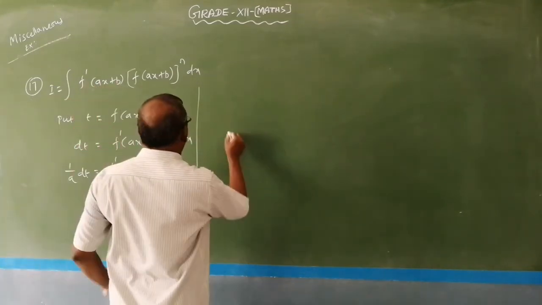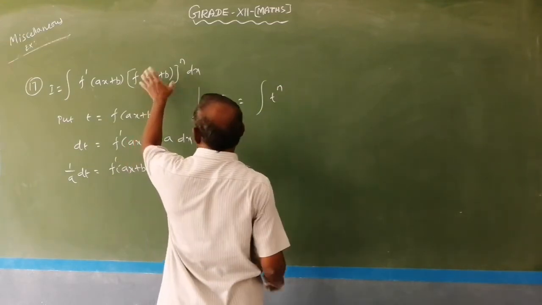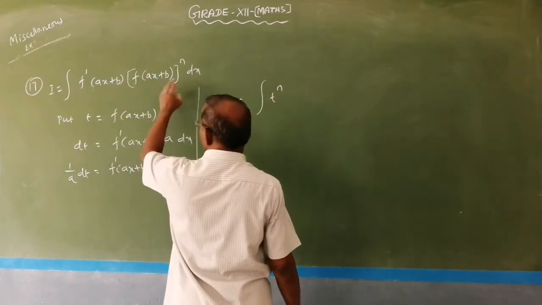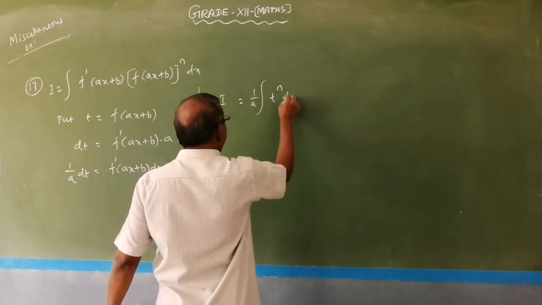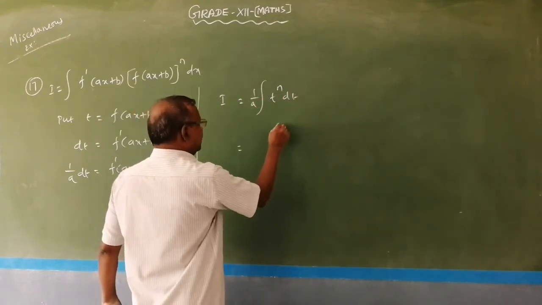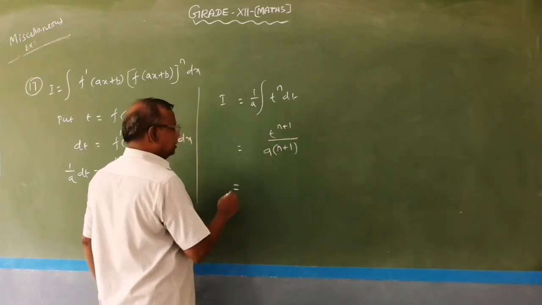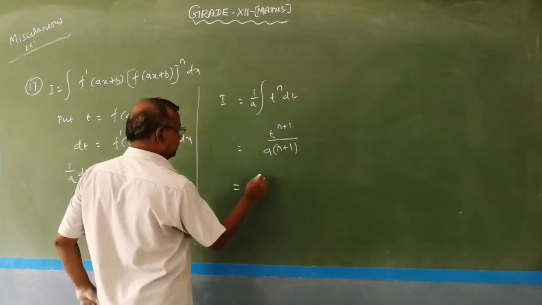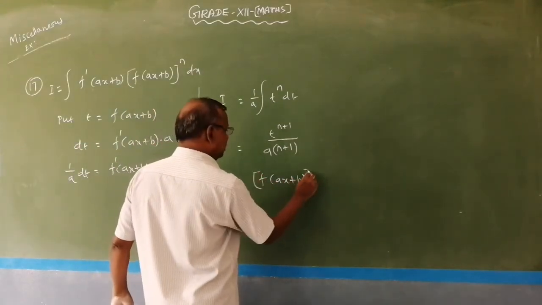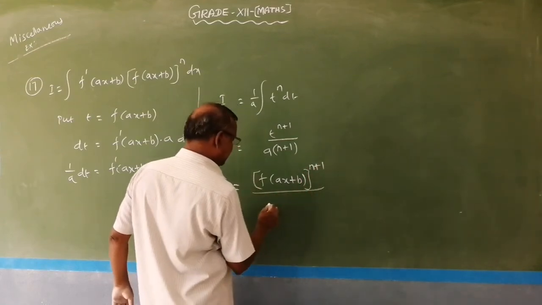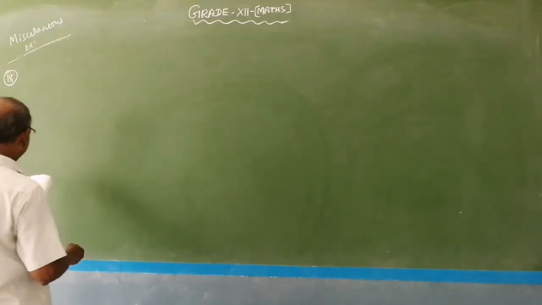Now, substituting the values, we have I equal to the integral of t power n, where f dash of ax plus b into dx equals 1 by a into dt. So this is t power n plus 1 divided by n plus 1 into a. Since t equals f of ax plus b, we have f of ax plus b whole power n plus 1 divided by a into n plus 1, plus c. So this is the next question, number 18.